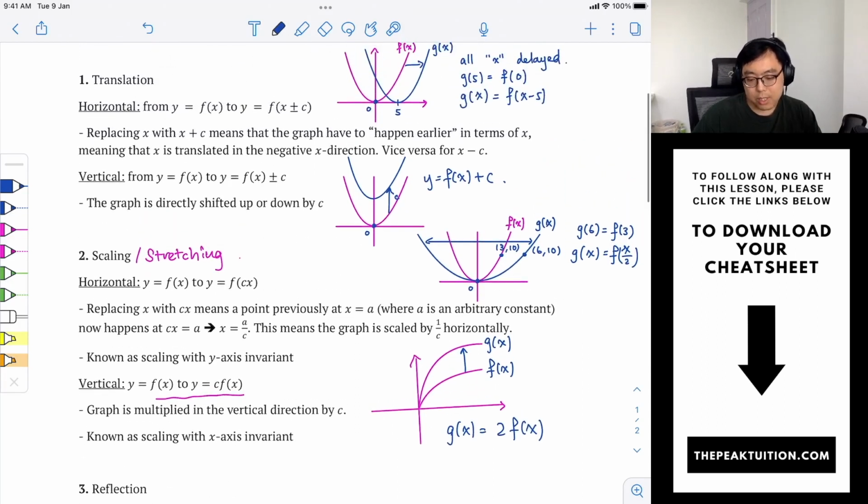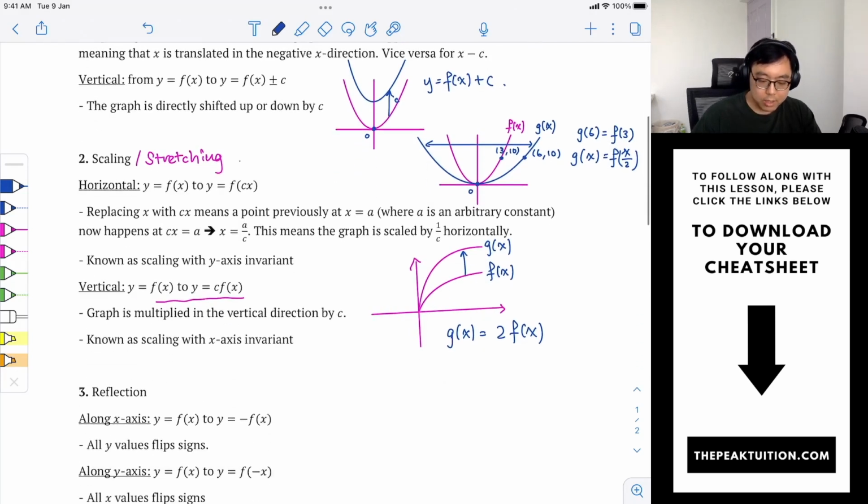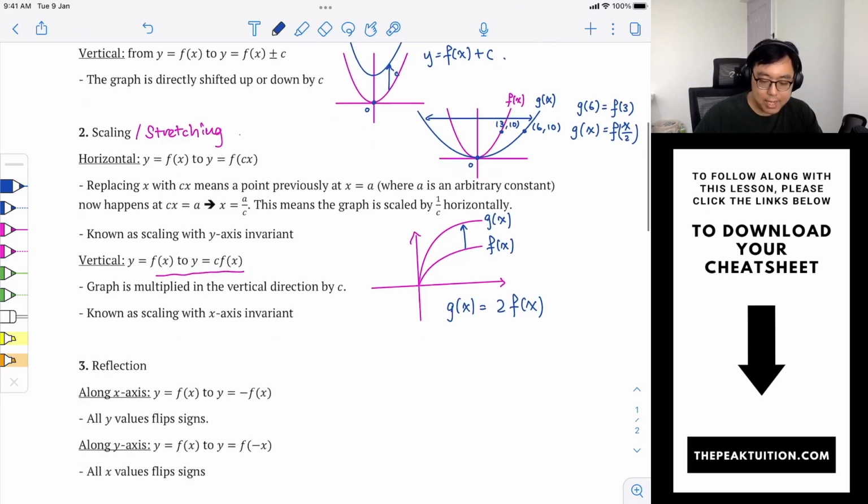So actually what we are doing here is just a matter of trying to describe the translated or scaled graph using the original graph. And that can tell us how the graph can be changed to give us the changed graph. In the case of vertical, the last thing for scaling and stretching is, in the case of scaling vertically, it is also known as scaling with x-axis invariant.